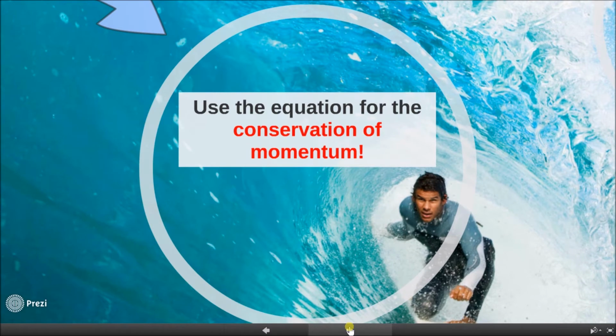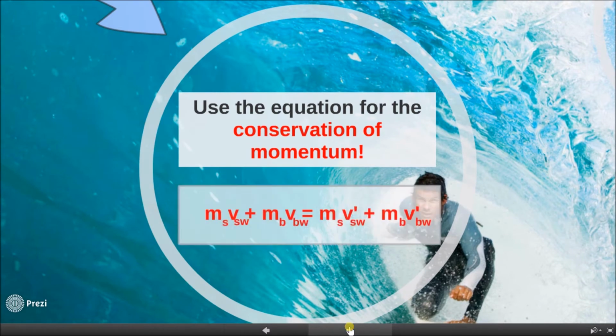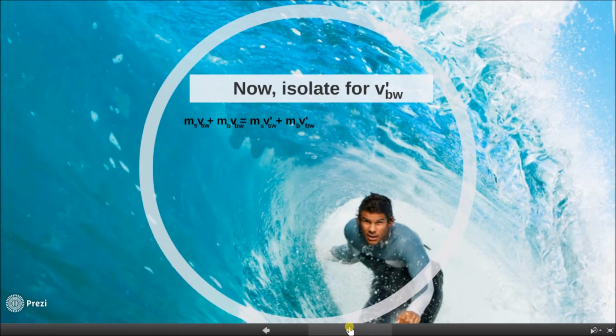Now you can use the equation for the conservation of momentum. MS VSW plus MB VBW equals MS VSW prime plus MB VBW prime. Next, you want to isolate for VBW prime.